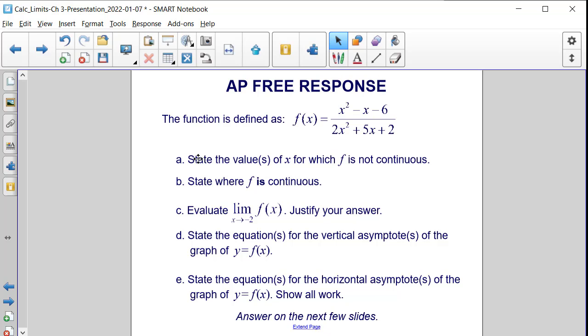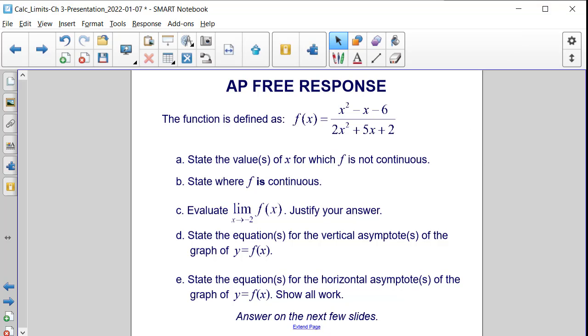First, we're going to have to state the value or values of x for which f is not continuous. And then for part B, state where f is continuous. And then C, evaluate the limit of f of x as x approaches -2 and justify your answer. The next part is to state the equation or equations for vertical asymptotes of the graph of y equals f of x. And the last part that we're going to do is state the equation or equations for horizontal asymptotes of the graph y equals f of x. Make sure to show all work.